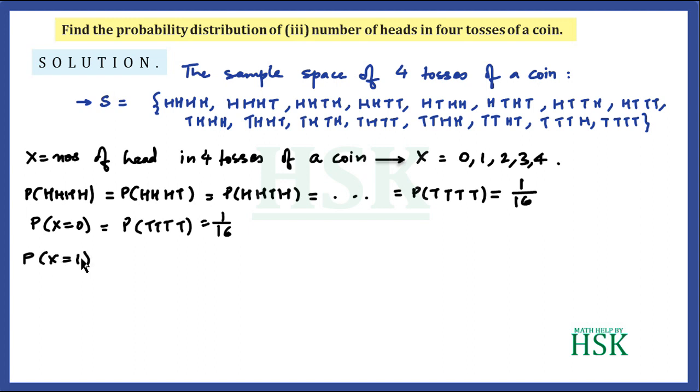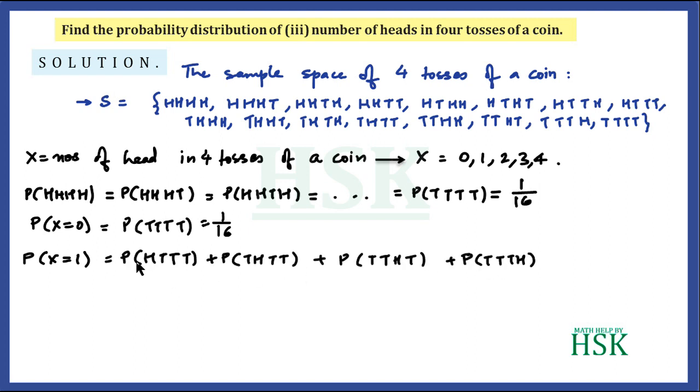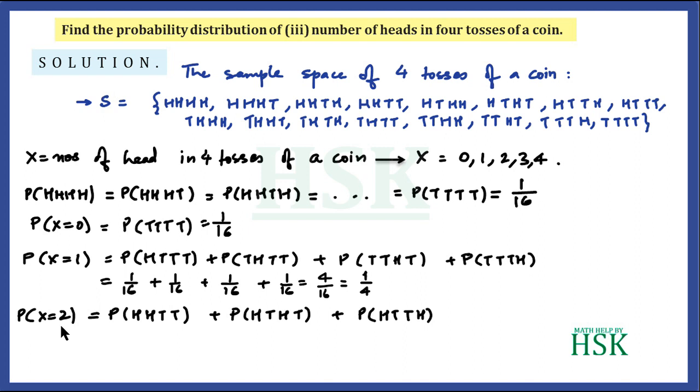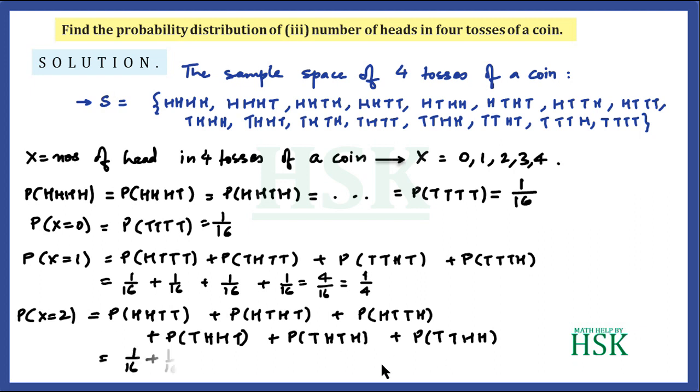Okay, probability when x is equal to 1 would be those outcomes in which head is going to be obtained only once, and it is going to be represented by these outcomes whose probabilities are written, and this would be equal to 1 by 16 plus 1 by 16, 4 times, and this would be equal to 4 by 16 or 1 by 4. Similarly, when probability of x is equal to 2, that is head is going to be obtained 2 times, would be equal to these outcomes plus these outcomes. So you can see that in all these outcomes, the head is going to be obtained only 2 times, and these are 6 outcomes. So 1 by 16 would be added 6 times, and this would be equal to 6 by 16 or 3 by 8.